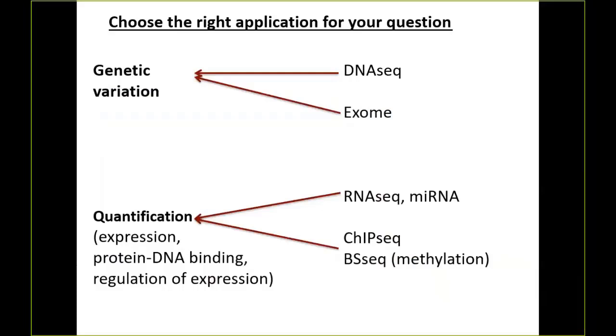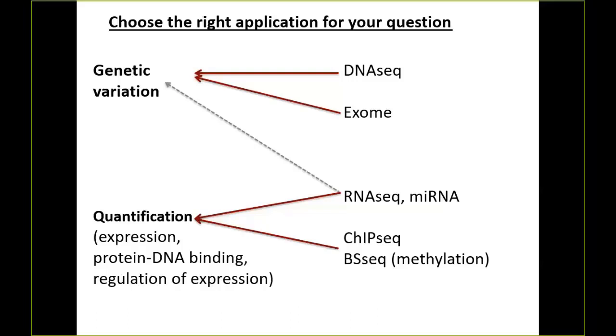Compare that to, for example, RNA-seq. With RNA-seq, you expect to see a lot of copies of certain genes and very few copies or no copies of other genes, and no copies at all of unexpressed regions. So again, DNA-seq and exome are really the best methods if you're looking for genetic variation.